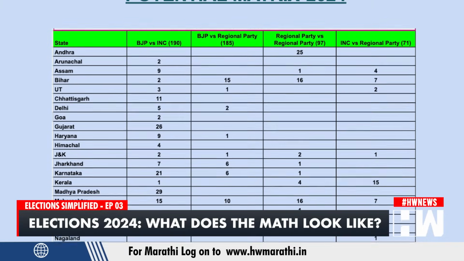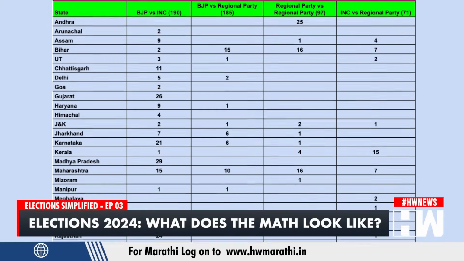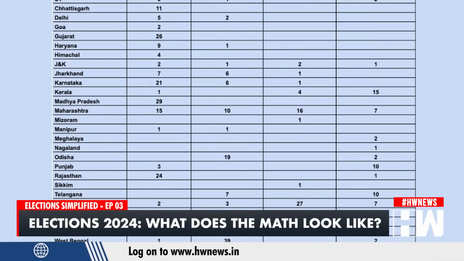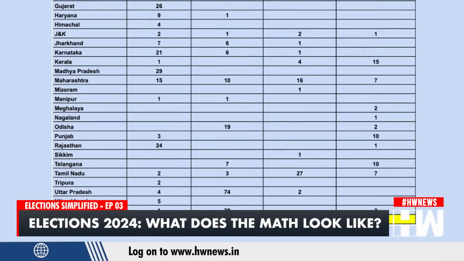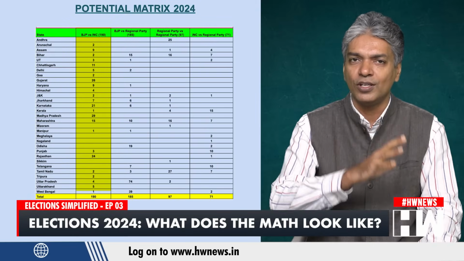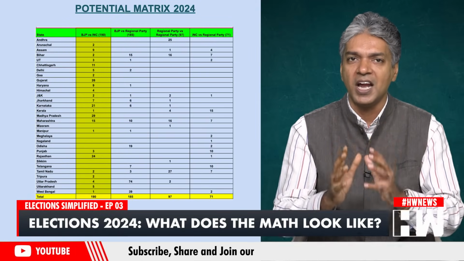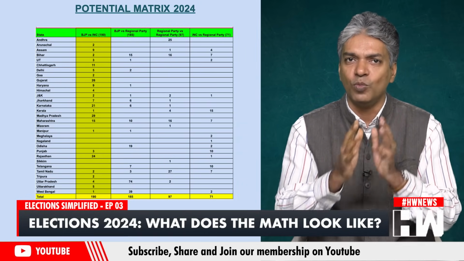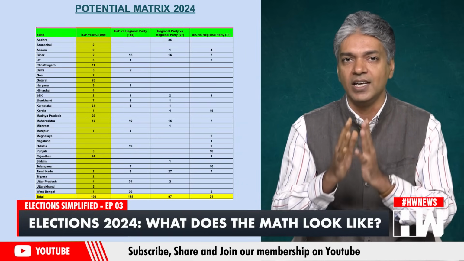The impact of the alliances will be visible in BJP versus regional party, Congress versus regional party, and regional party versus regional party contests. The BJP versus Congress contests are likely to be a direct contest with limited role of regional parties, both from the NDA and the INDIA bloc.